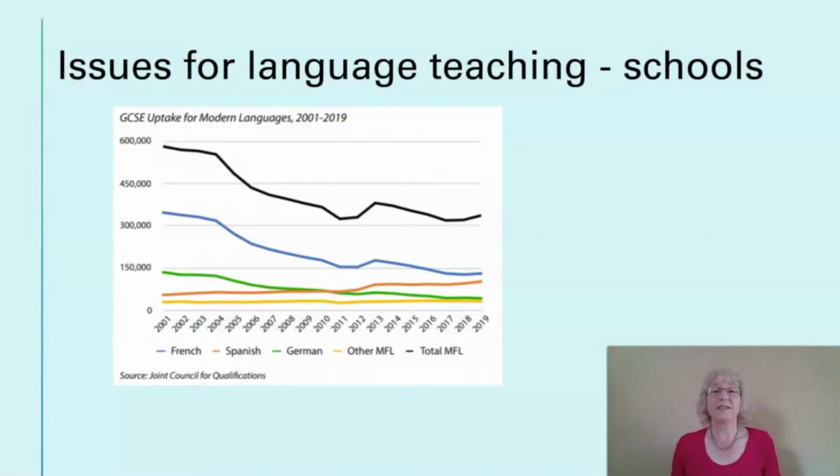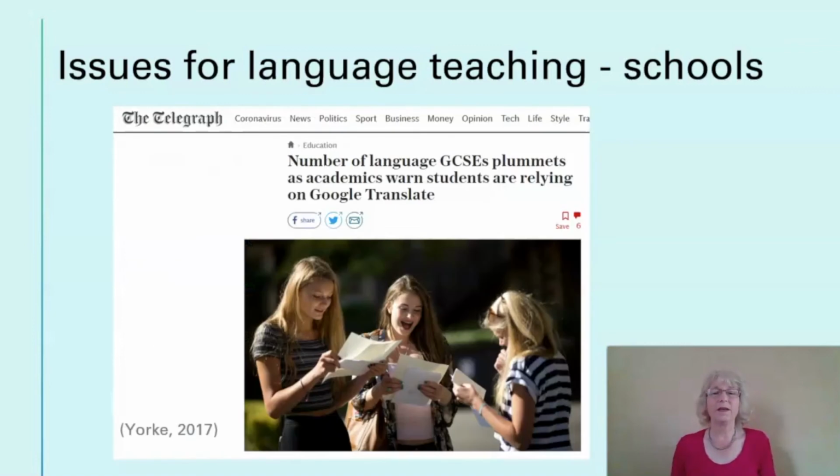Uptake for GCSE exams in modern languages has been steadily falling over the last decade, apart from a very slight rise in Spanish. According to this article in The Telegraph, commenting on this trend, Professor Alan Smithers of the University of Birmingham said that British children were spoiled and had grown up in a world where everyone speaks English, everything they read and watch is in English or is translated, and when they do need to translate, they have access to tools such as Google Translate.